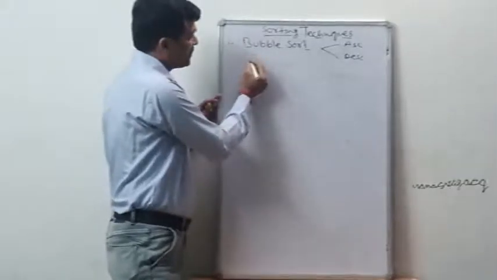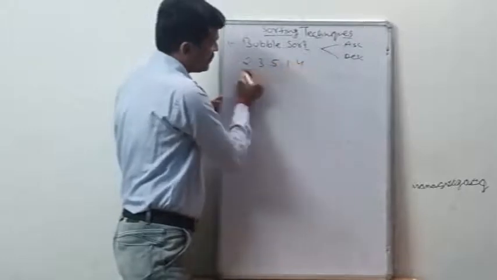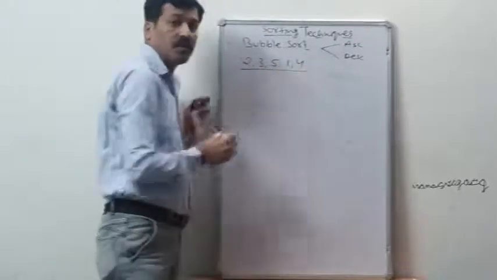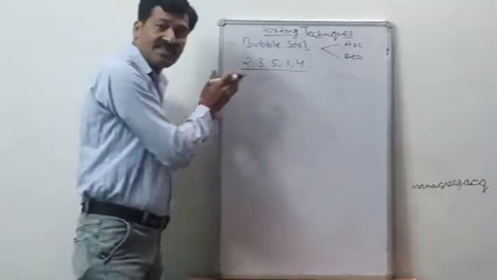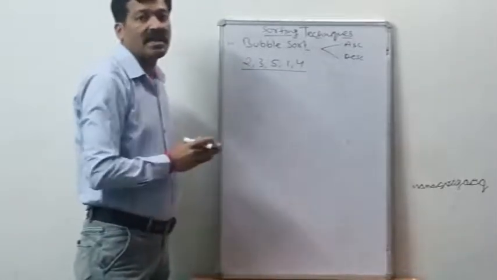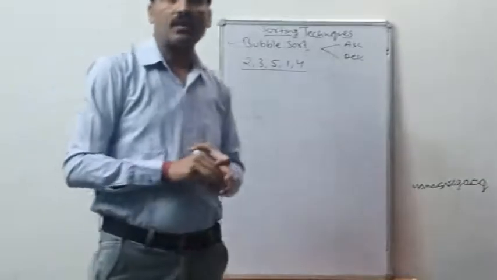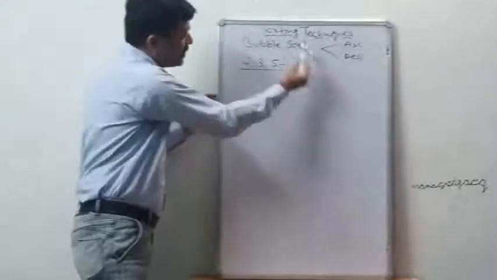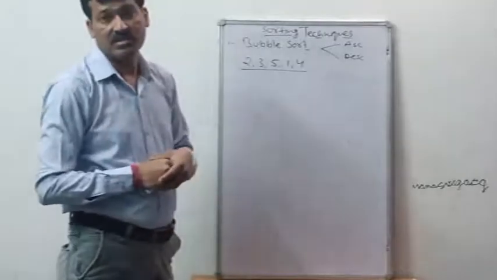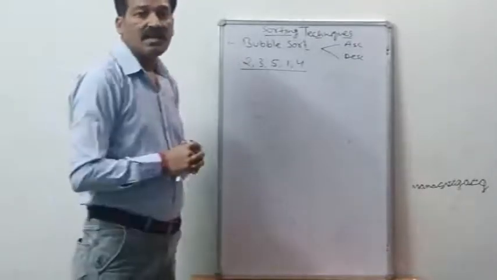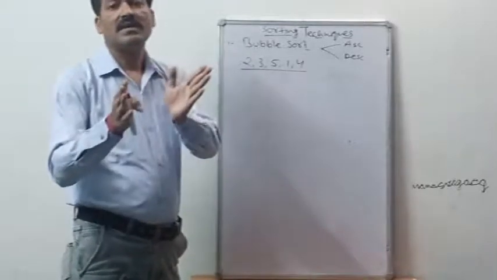Dear students, suppose we have taken a list as 2, 3, 5, 1, 4, which is not in order. We are going to sort this list using the bubble sort technique. Look at the code written. There are two loops. The outer loop rotates as many times as the total number of elements in the list, and the inner loop sorts the elements using the swapping method.